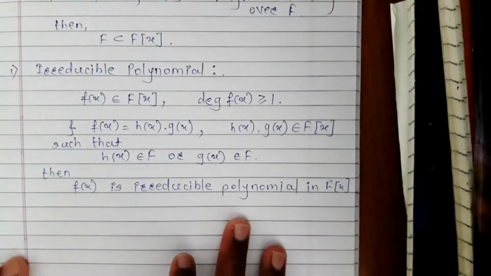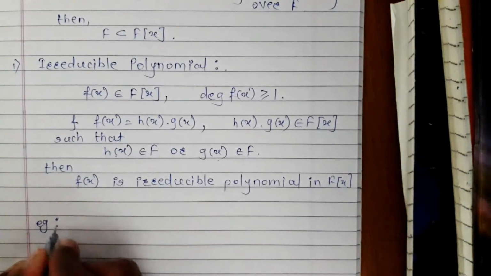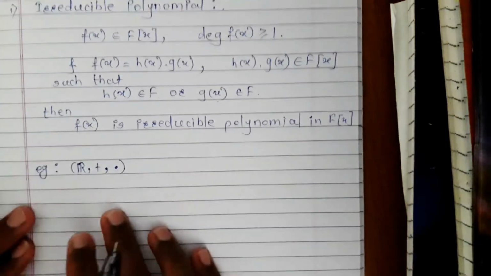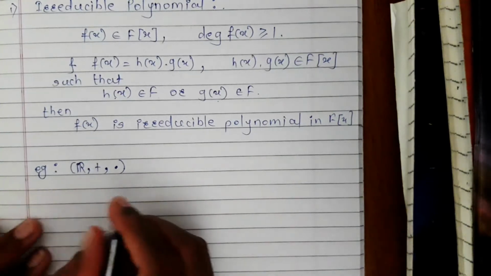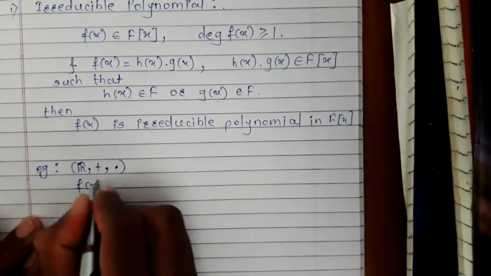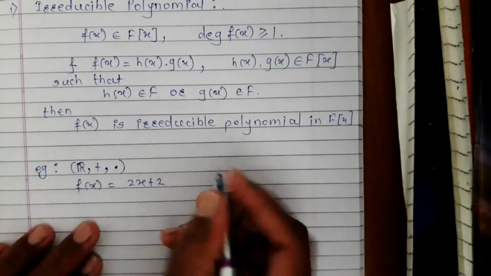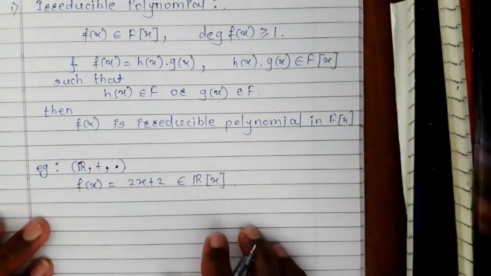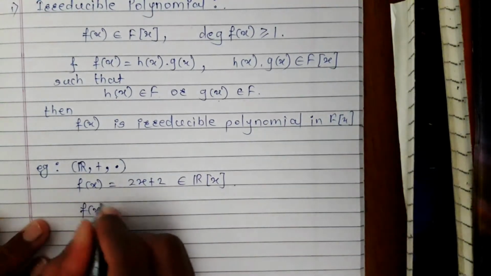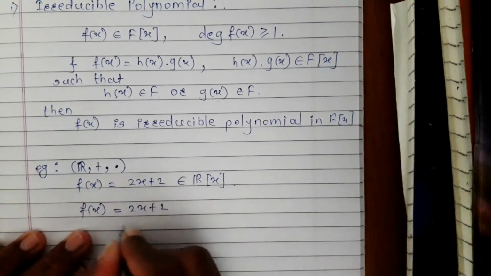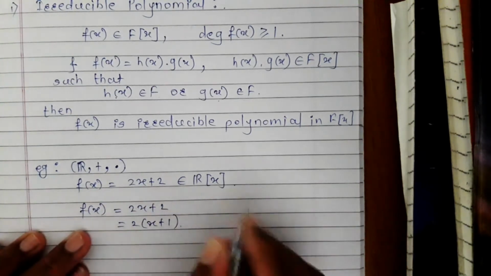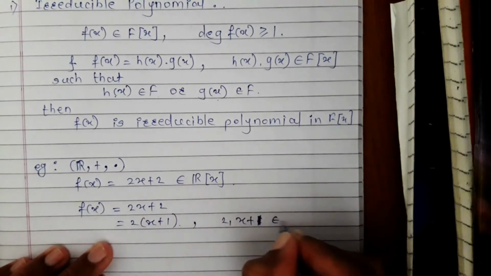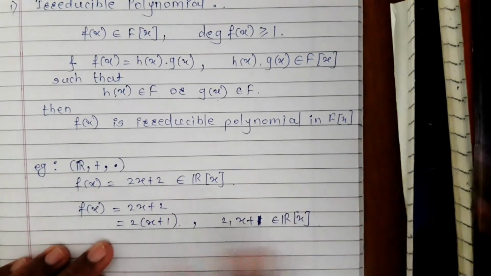For example, if we consider the set of real numbers with respect to binary operations addition and multiplication, then the set of real numbers is a field, and f(x) equals 2x plus 2. This belongs to polynomial ring R[x]. Then we can write f(x) equals 2x plus 2, which equals 2 into (x plus 1), where this 2 and x plus 1 belong to polynomial ring R[x].